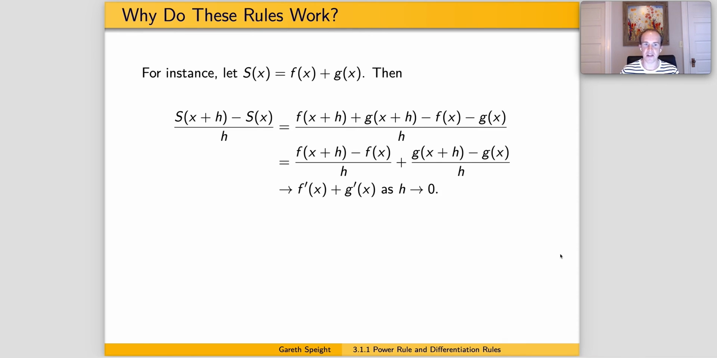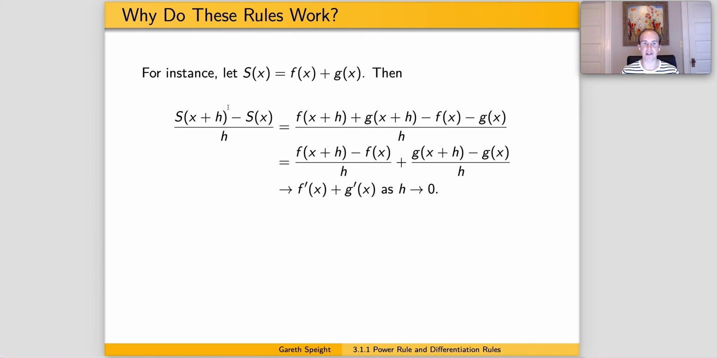So the only thing I can do is start off by looking at this difference quotient, s of x plus h minus s of x divided by h. That's my definition of the derivative of s. And then I want to write out, as we've done in all the examples we've seen where we computed derivatives using the limit definition, what this actually means for my function s. So s is f plus g.